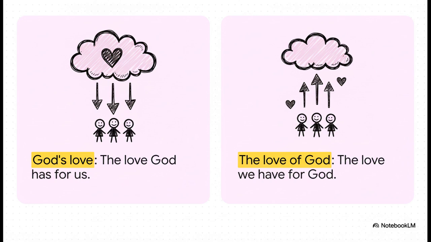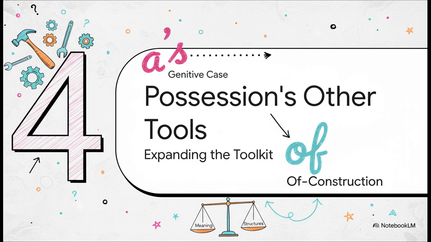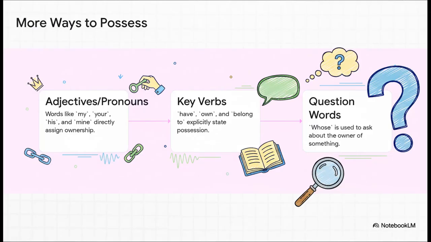It's pretty amazing. So we've got the genitives and we've got the of construction. But wait, there's more. English isn't even close to done. The language gives us even more ways to talk about these fundamental ideas of belonging and relationships. So beyond those two big structures, we have a whole set of words designed for exactly this purpose. You've got your possessive adjectives and pronouns like my and mine. We've got powerful direct verbs like have, own, and belong to.